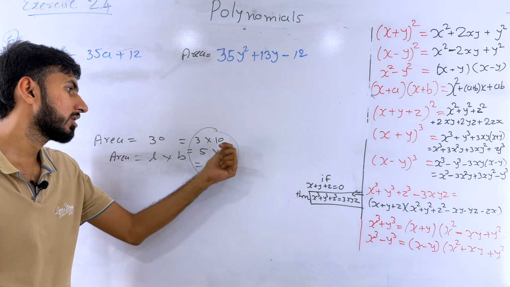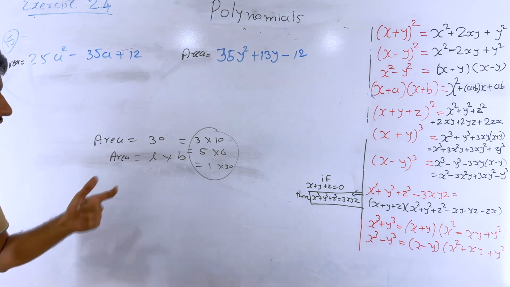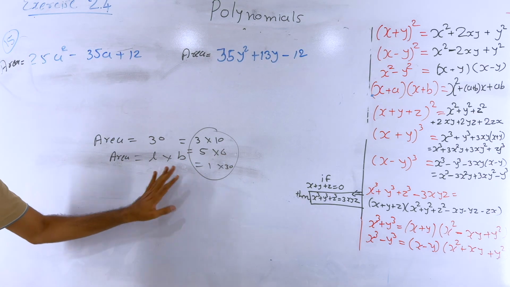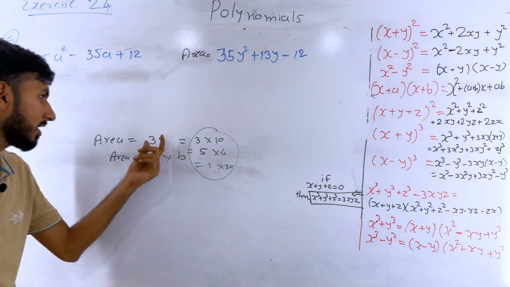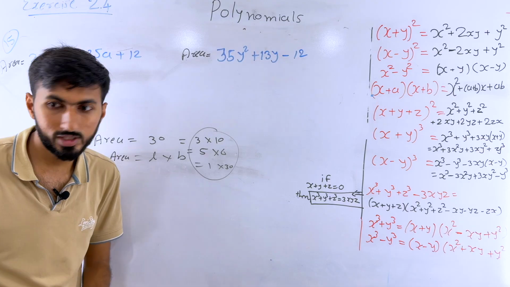Length could be 3 and breadth could be 10. Length could be 6 and breadth could be 5 also, right? So this is your question. This is just a simple case of finding factors. Finding factors of 30. That will be your answer for possible value of length and breadth.